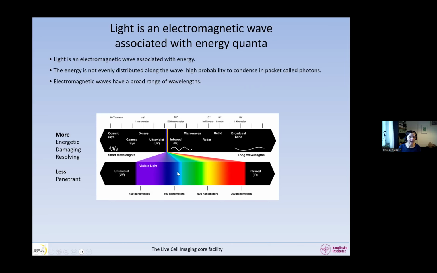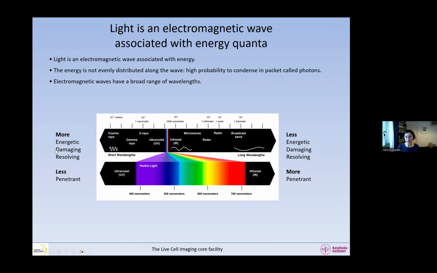So basically, if we go towards the left side of the spectrum, we have light that is more energetic. So these photons carry more energy than the red ones, but this blue light is more damaging and it has a higher resolving power. So we will see this a little bit later. And unfortunately, it is stopped very quickly by all the obstacles that it finds. Whereas this light in the longer wavelength is very penetrant, and it can go through things without being so much disturbed, but it has less energy, and it's less damaging for our samples, but has also a lower resolving power.